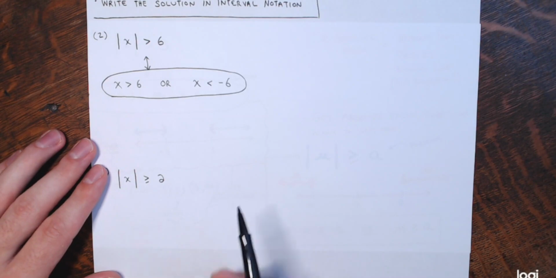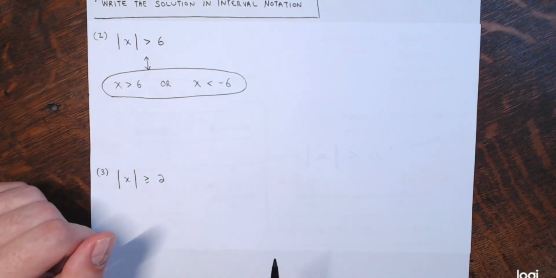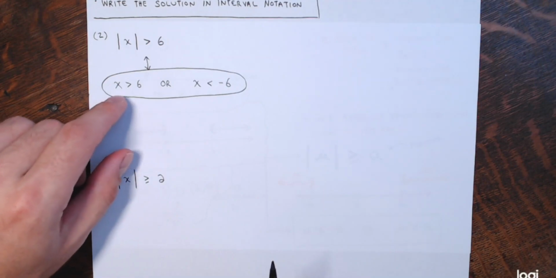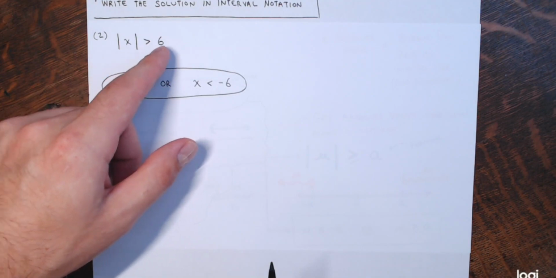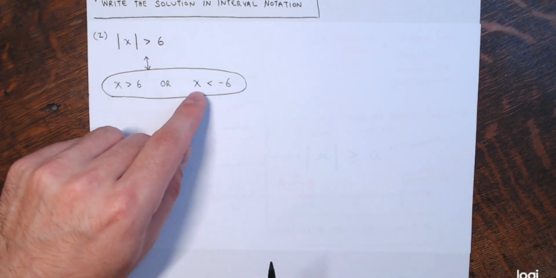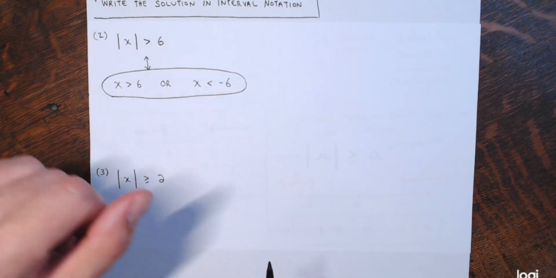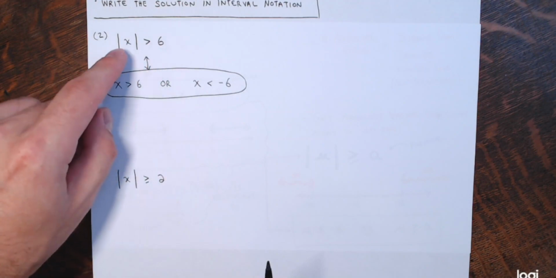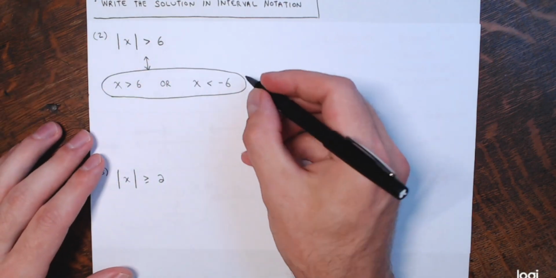There's a description of the solutions. And I leave it to you to test them. Pick any number greater than 6: 6.1, 7, 8. Plug it into the original inequality and see that it's true. Or take any number less than -6: -6.2, -7, -8, -9. Plug it in for x and you'll see, oh, that's true as well. So here's a description of the solutions.